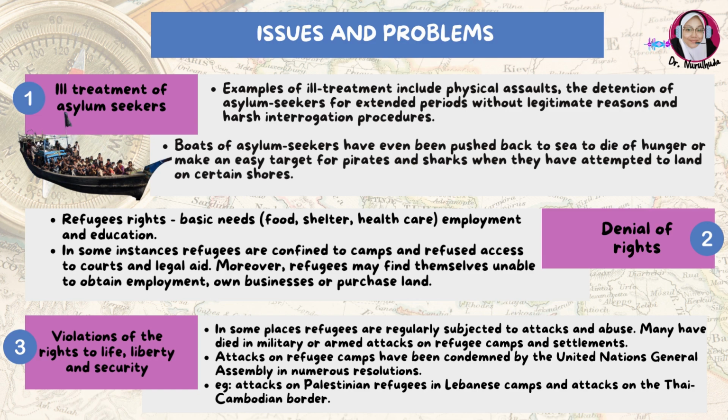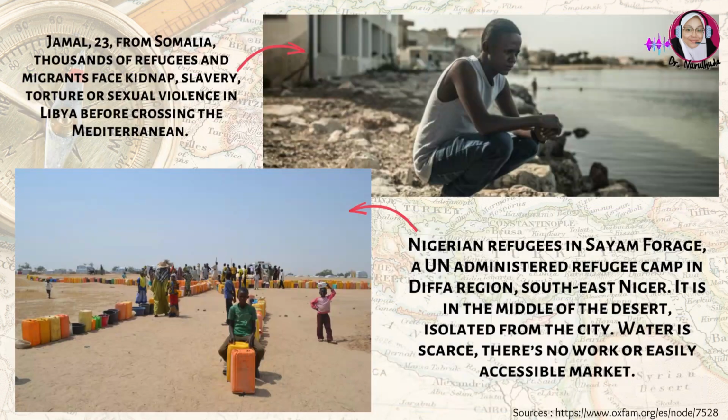And thirdly, violations of the rights to life, liberty, and security. In some places, refugees are regularly subjected to attacks and abuse. Many have died in military or armed attacks on refugee camps and settlements. Attacks on refugee camps have been condemned by the UN General Assembly in numerous resolutions, for example, attacks on Palestinian refugees in Lebanese camps and attacks on the Thai-Cambodian border. So these are examples of issues surrounding refugees.